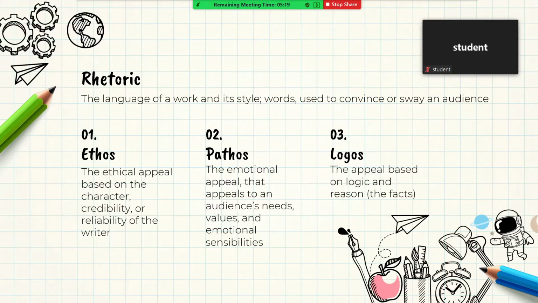So even though anybody can write an article, who they are and their occupation plays a huge role into how credible their argument stands. After that is pathos, which is the emotional appeal that appeals to an audience's needs, values, and emotional sensibilities. So pathos, like it said, is an appeal to emotion.